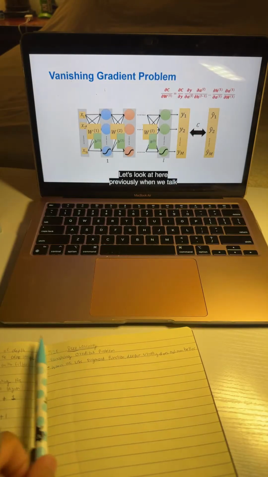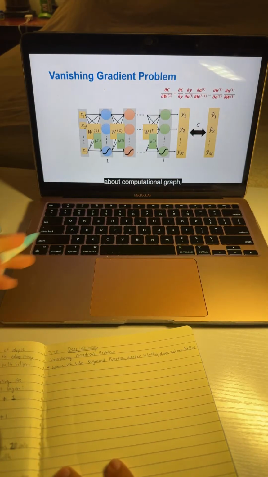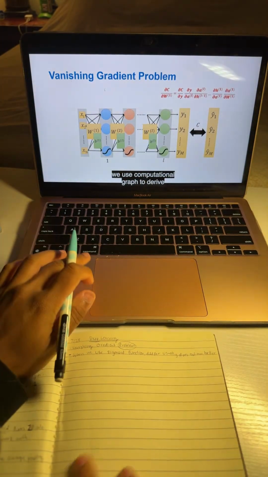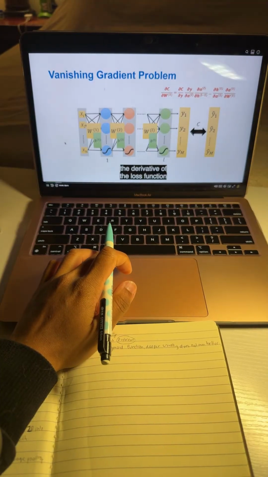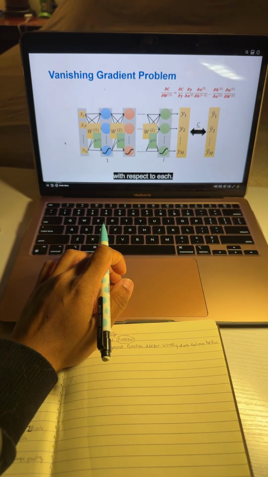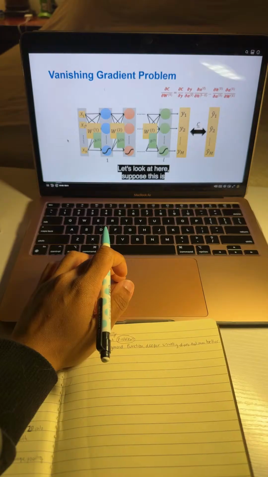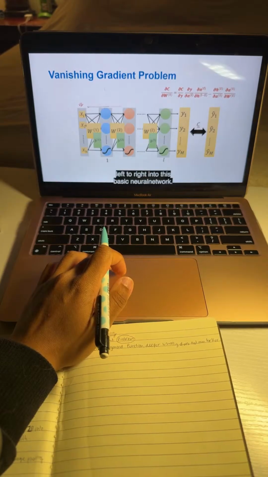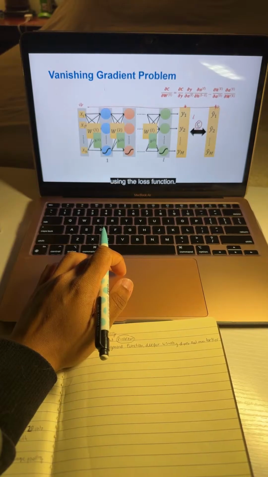So let's look at here. Previously, when we talked about computational graph and backpropagation, we used the computational graph to derive the derivative of the loss function with respect to each weight. Suppose this is the input layer, and we know the signals. We can process it from left to right in this basic neural network. Once we get the output, the prediction, we will compare with the true answer using the loss function.